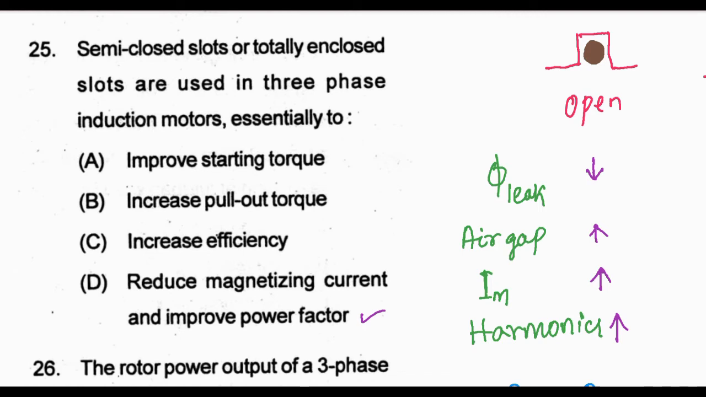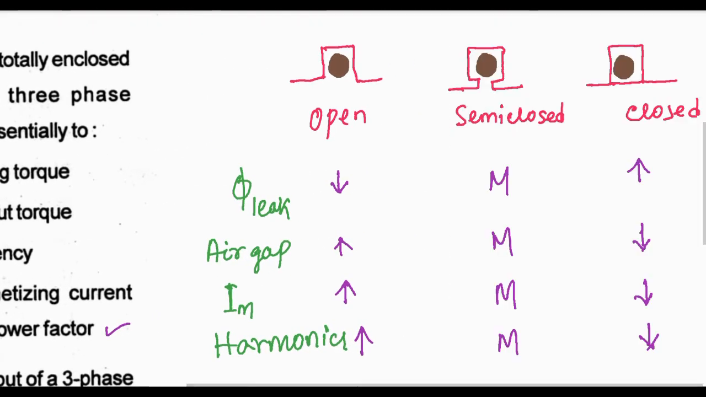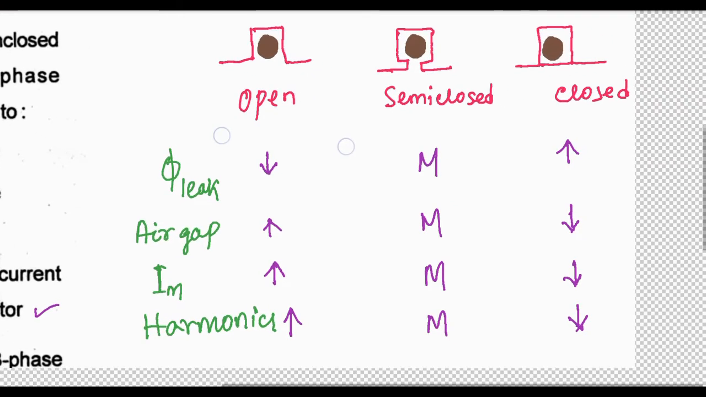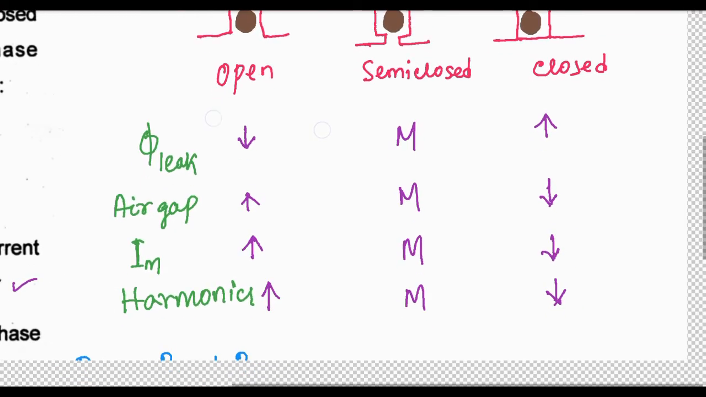Next is, semi-closed slots or totally enclosed slots are used in 3-phase induction motors essentially to: option A, improve starting torque; option B, increase pull out torque; option C, increase efficiency; option D, reduce magnetizing current and improve power factor. So here I will clear all the doubts from this.